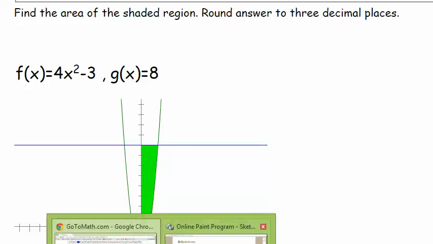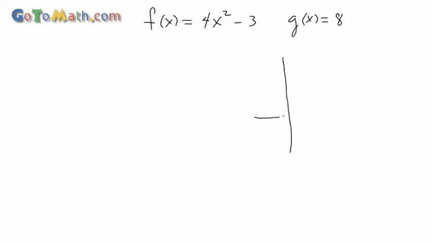Let's go to the whiteboard. Enough said. Let's write down both these guys. So we have f of x is equal to 4x squared minus 3, and then g of x is equal to 8. Alright? So I think what we should do is go ahead and sketch this stuff out.